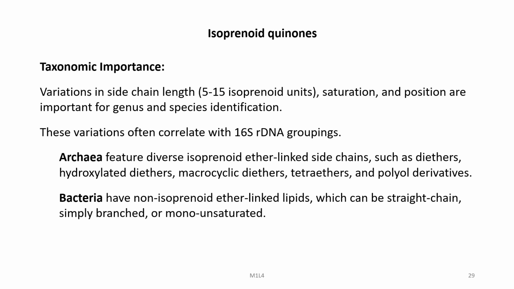Archaea feature diverse isoprenoid ether-linked side chains such as diethers, hydroxylated diethers, macrocyclic diethers, tetraethers and polyol derivatives. Bacteria have non-isoprenoid ether-linked lipids, which can be straight chain, simply branched, or monounsaturated.